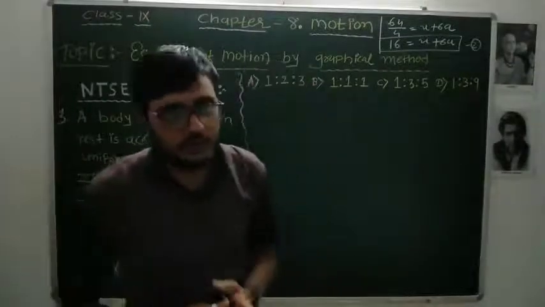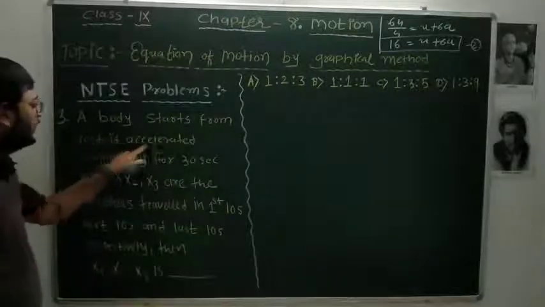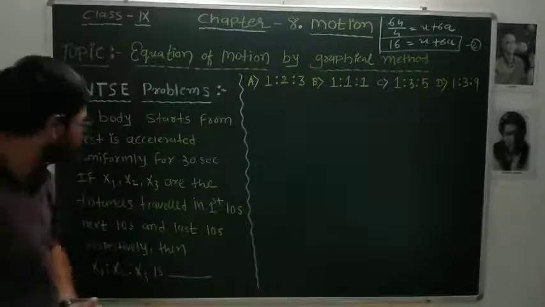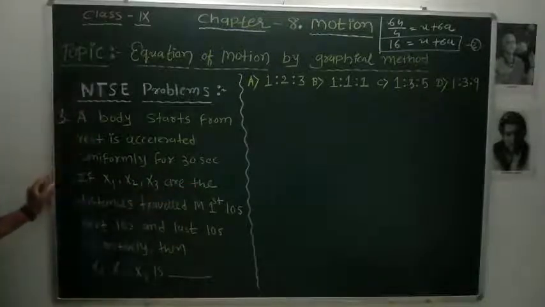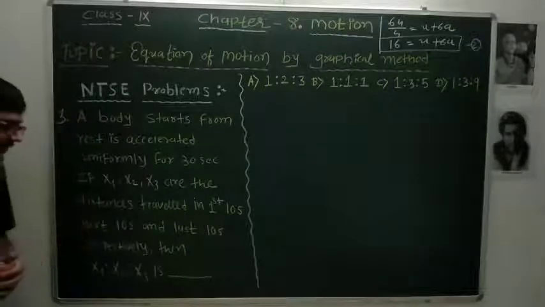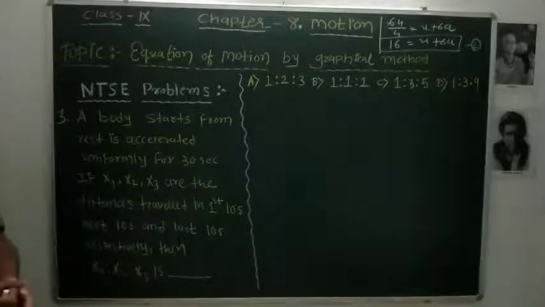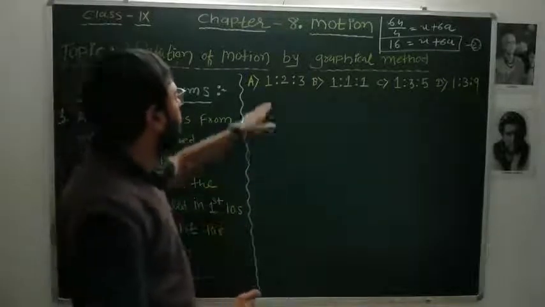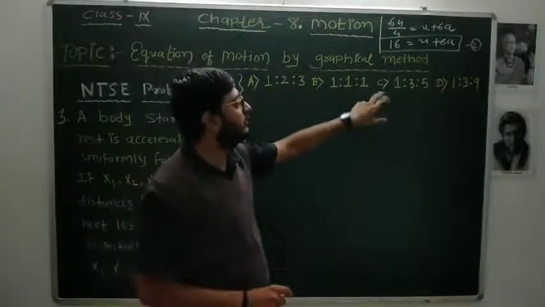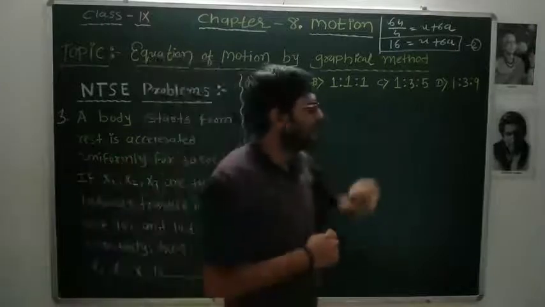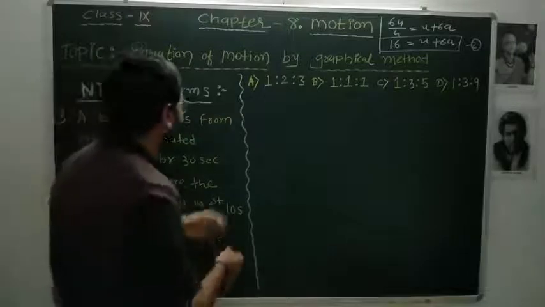Now students, we try to solve another NTSC problem. A body starts from rest and is accelerated uniformly for 30 seconds. If x1, x2, x3 are the distances traveled in the first 10 seconds, next 10 seconds and last 10 seconds respectively, then x1 : x2 : x3 is what? The options are: A, 1 : 2 : 3. Option B, 1 : 1 : 1. Option C, 1 : 3 : 5. And option D, 1 : 3 : 9. So what will be the answer? Let's try to solve this sum.